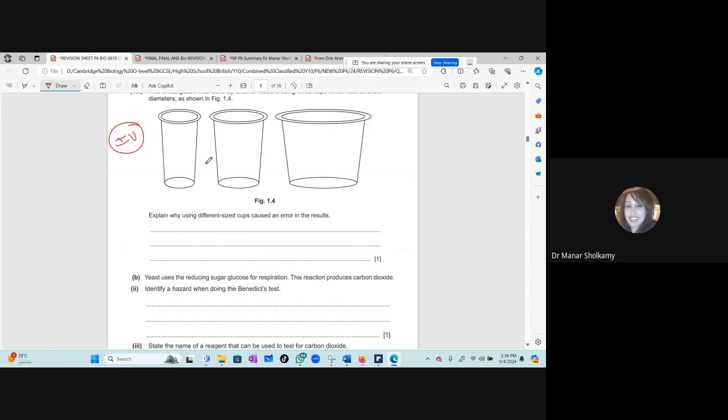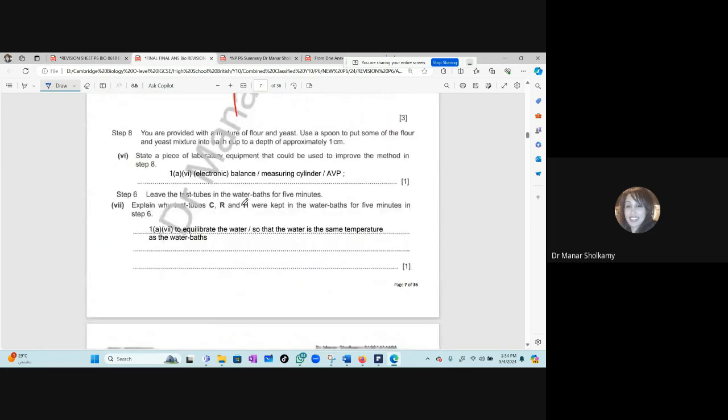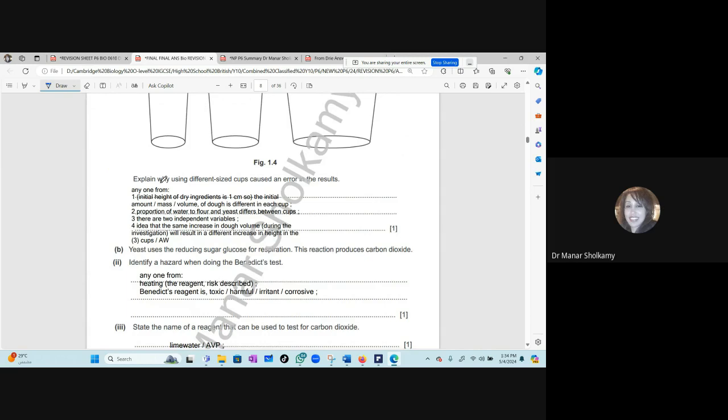Okay, you can say that, and this is enough. Look at the answer here from the mark scheme. Or you can explain that if you change the diameter, it's going to affect the results. Look here, there are 2 independent variables. This is incorrect: the initial height of the dry ingredients is 1 centimeter, so the initial amount, the mass or the volume of the dough, will be different. This is incorrect, they all have to be the same.